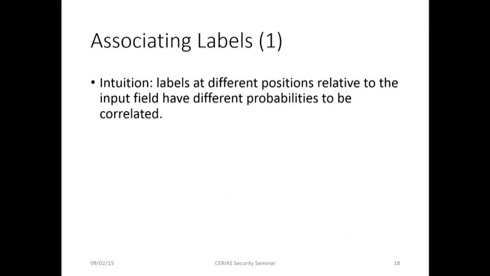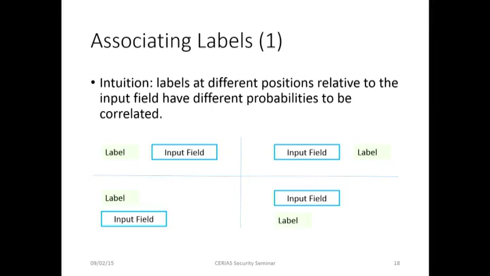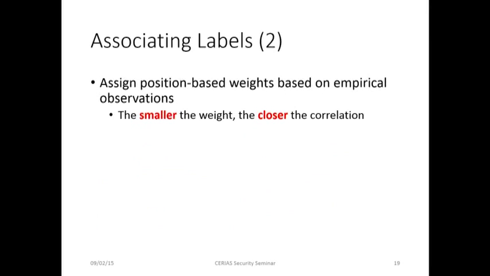An intuition is that labels at different positions relative to the input field have different probabilities of being correlated. Here are some examples. The labels can be at the left of or at the right of the input field. It can also be above or below the input field. Then we can assign position-based weights to the labels at different positions. The smaller the weight, the closer the correlation.